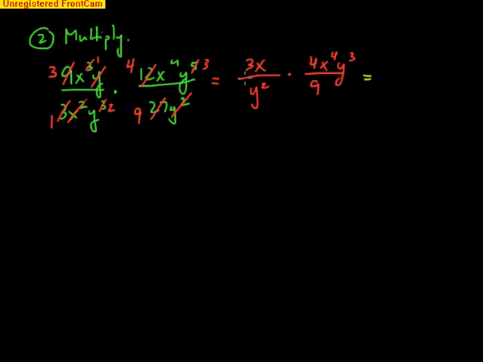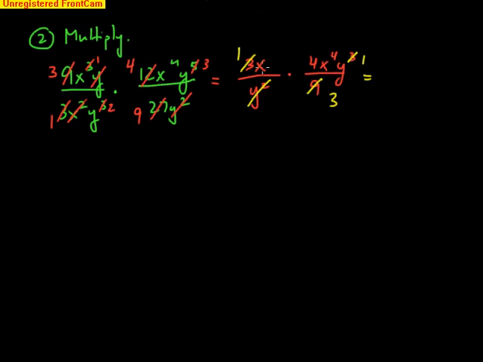Now, we're going to look diagonally. 3 and 9 share a common factor of 3. 3 goes into 3 one time. 3 goes into 9 3 times. X, nothing down here. Y squared, y cubed up there. This y squared cancels, takes 2 away from that y cubed, makes it a 1. This 4 can cancel with nothing. This x to the fourth can cancel with nothing.